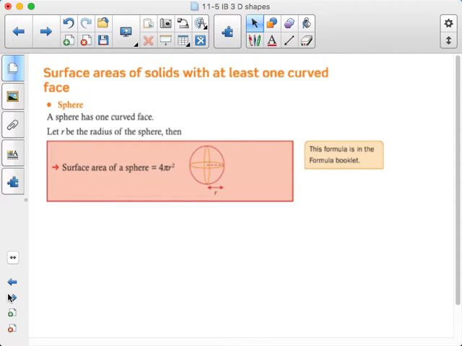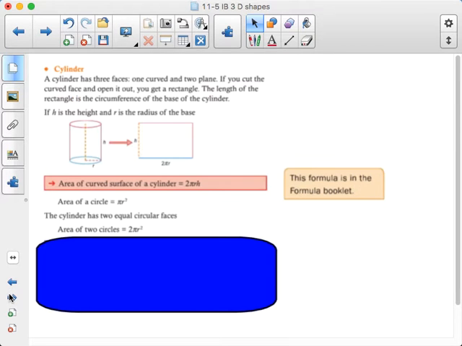Okay, let's talk about this. I'm going to go through this pretty quickly. This is just for you to write notes. Alright, so surface area of solids with at least one curved face. We've got surface area of a cylinder. This is the formula booklet.